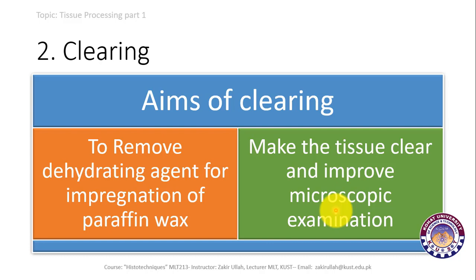Now, the second step is the clearing. It is performed after dehydration and the purpose of the clearing is to remove the dehydrating agent for the impregnation of paraffin wax, and the second purpose is to make the tissue clear and to improve the microscopic examination. So, this clearing is performed for the removal of the alcohol.